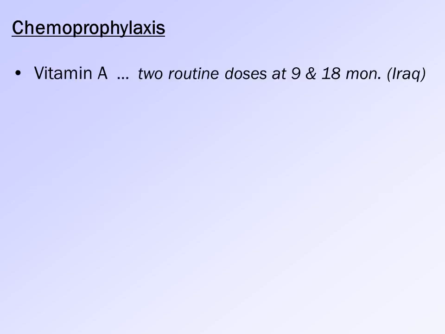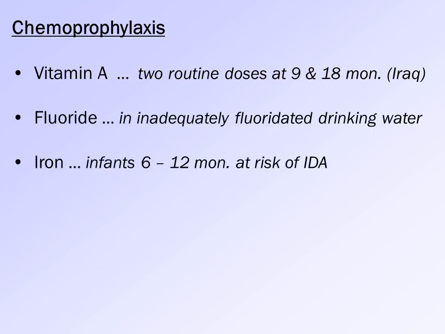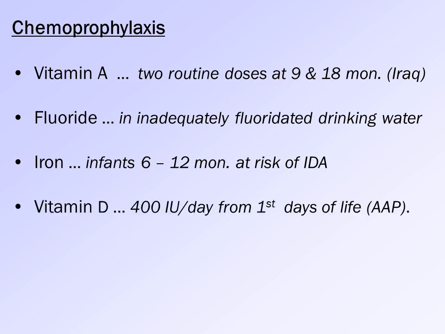What about chemoprophylaxis? Vitamin A is given in 2 routine doses, at 9 and 18 months in Iraq, and this is part of the prophylactic program in Iraq. Fluoride is also given in areas with inadequately fluorinated drinking water. Iron could be given to infants between 6 and 12 months who are at risk of iron deficiency anemia. And vitamin D is advised by the American Academy of Pediatrics to be given at a dose of 400 international units per day from the first day of life.